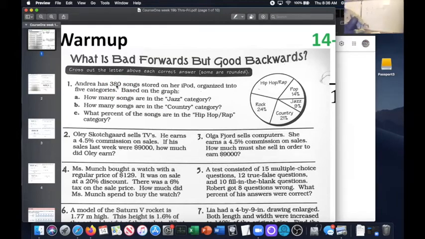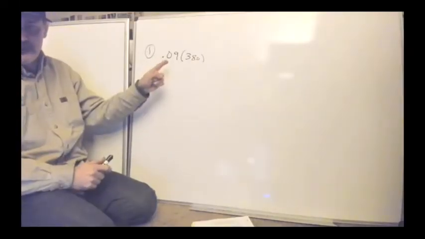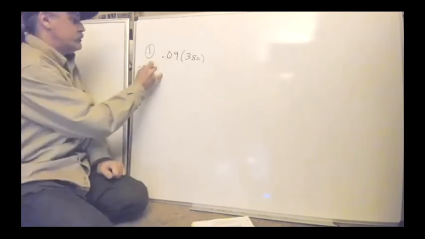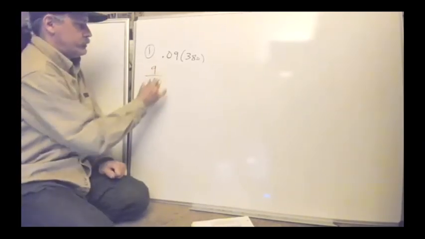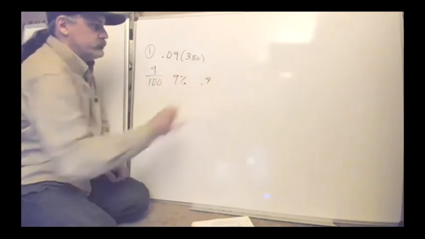All right, so when you look at this first problem, how many songs are in the jazz? Okay, well, it says jazz is 9%. So we do 0.09 times 380. Now, be careful because sometimes we'll make that 0.9. Because what we do, we think, oh, well, it's 9%, so I need a decimal, so let me just put the decimal and then I'm good.